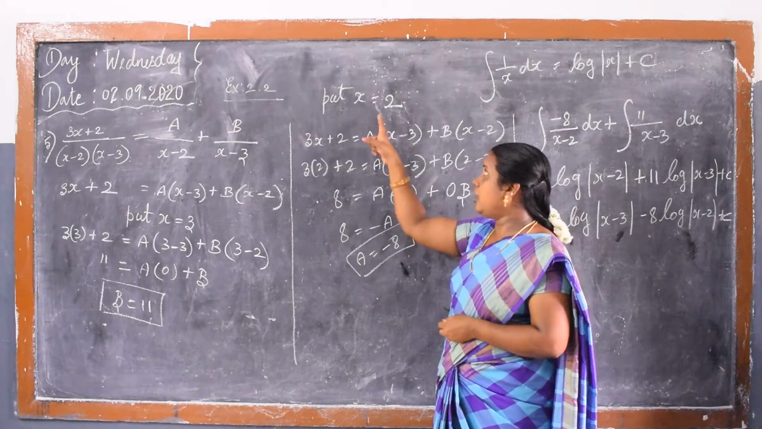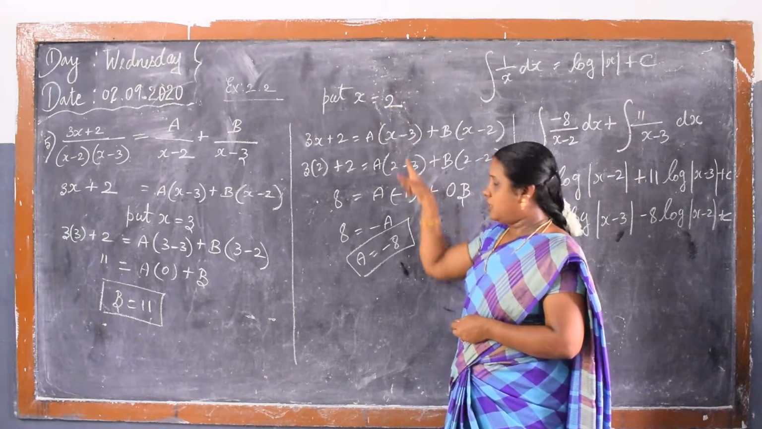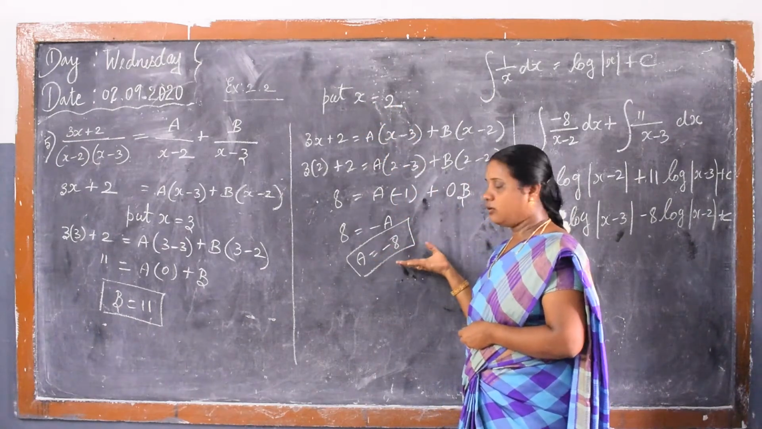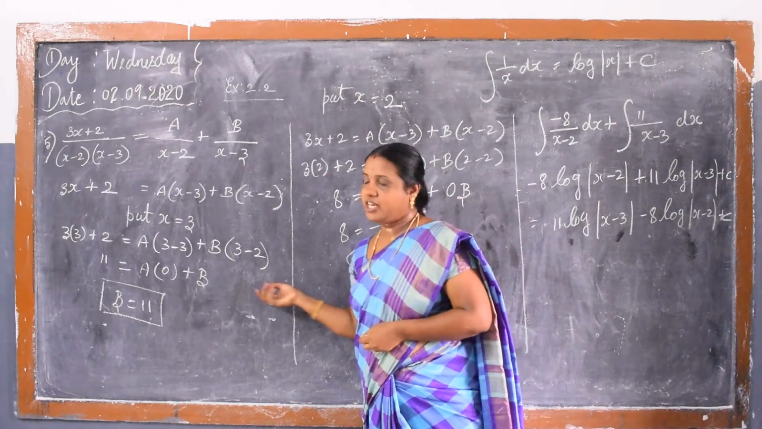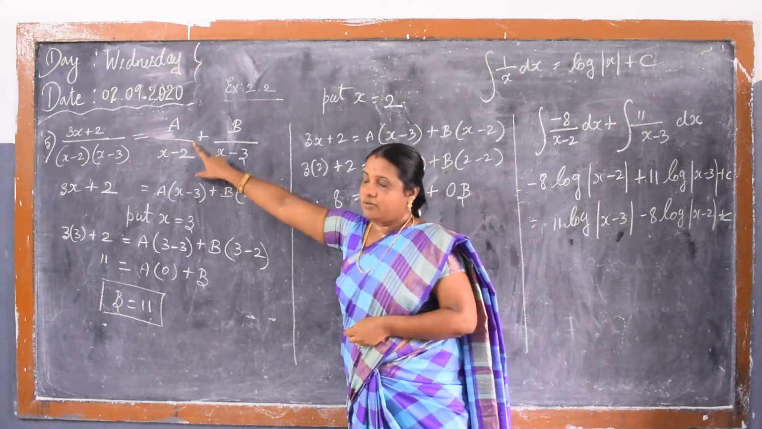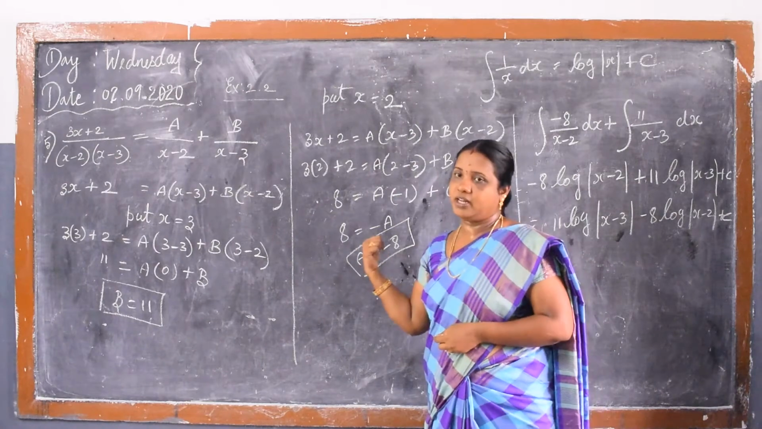Here you have to put x is equal to 2. Now I got the value of a. Now I have the a value and the b value. Again you have to substitute here. What is the a value? Minus 8. So what do we do?